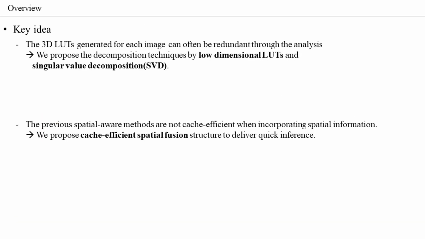So we analyze the spatial-aware image-adaptive 3D LUT and observe two key insights. First of all, the image-adaptive 3D LUT methods generate 3D LUTs for only one image. These 3D LUTs significantly contribute to the overall model size and can often be redundant. Hence, we propose decomposition techniques using low-dimensional LUTs and singular value decomposition. Second, the previous spatial-aware methods generate intermediate outputs such as spatial features and combined images. These are not cache-efficient. So we propose a cache-efficient spatial fusion structure to deliver quick inference.